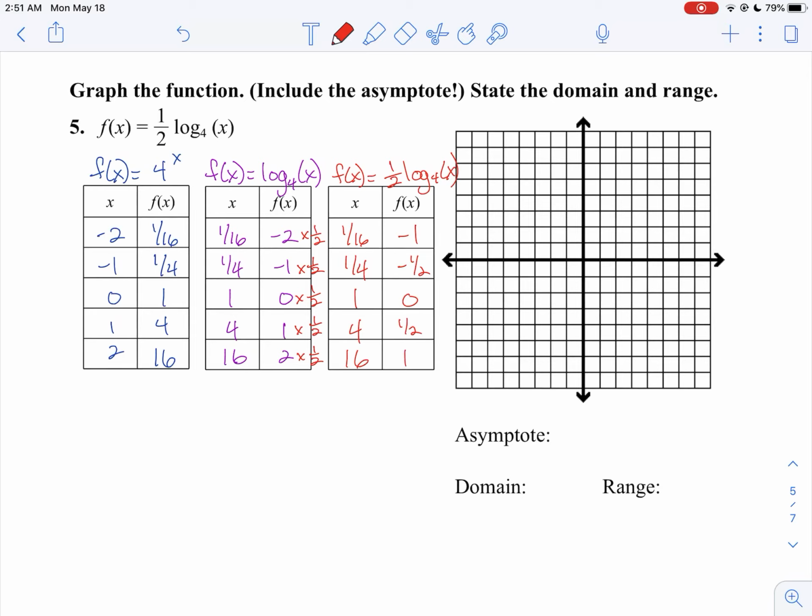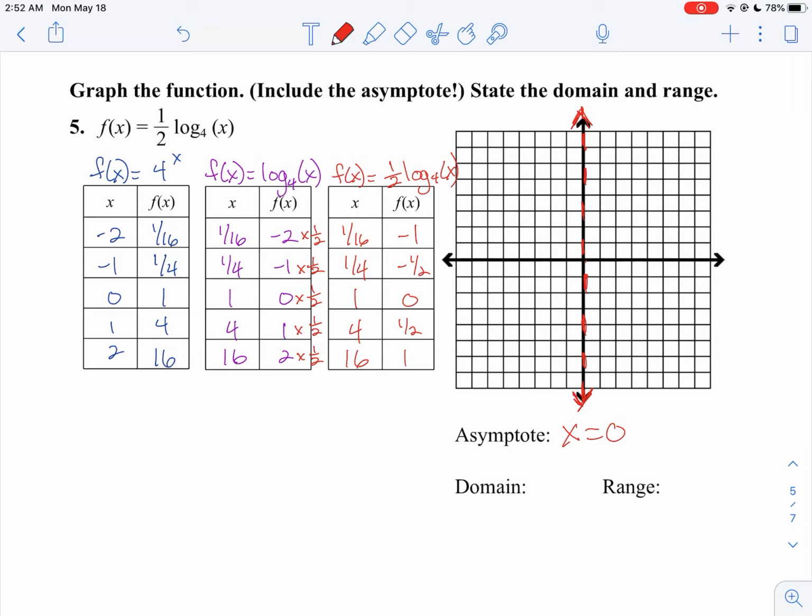So let's see what our graph looks like. Because again, this thing did not move left or right at all. I know already my asymptote is going to be in the same spot on that y-axis, which has equation x equals 0. And I'm going to try to graph these points as best I can.